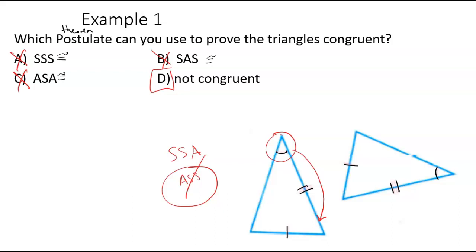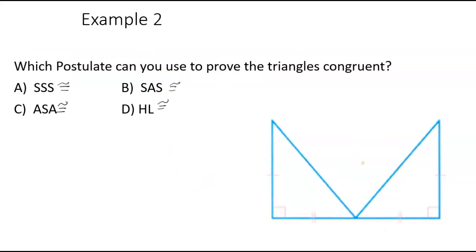All right, let's try example 2. What do you think, what postulate or which theorem, use the word theorem, can you use to prove that these triangles are congruent to each other? Again, pause the video if you need it.